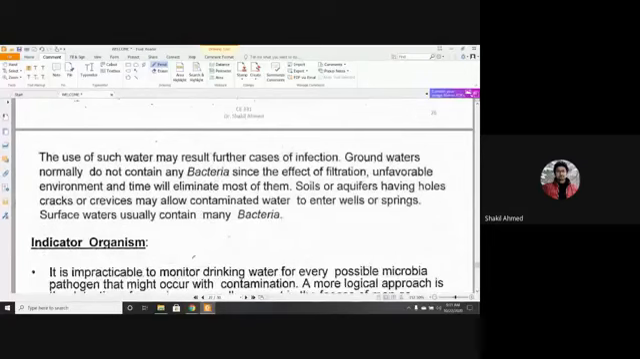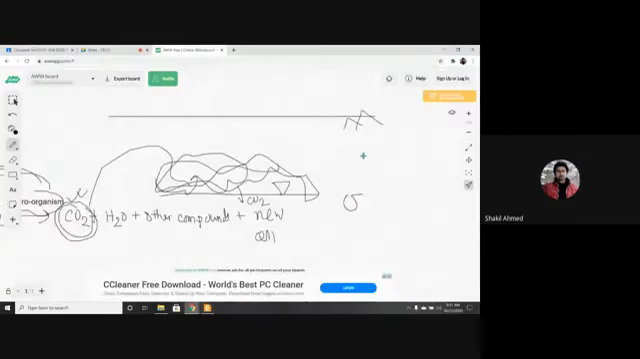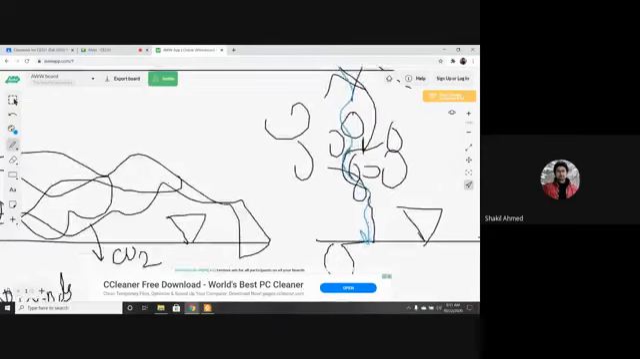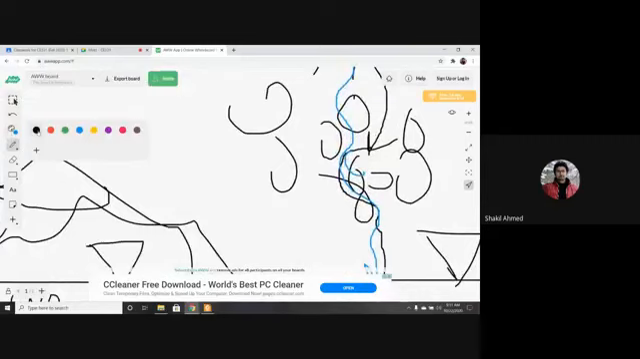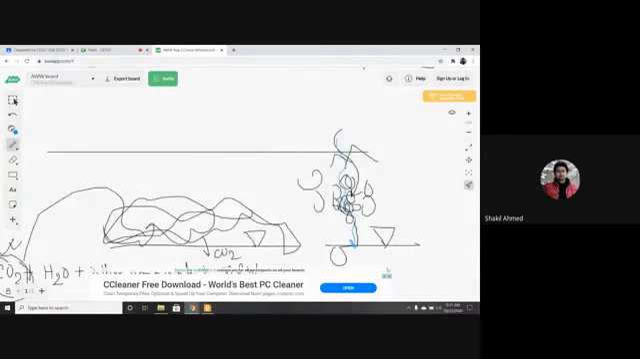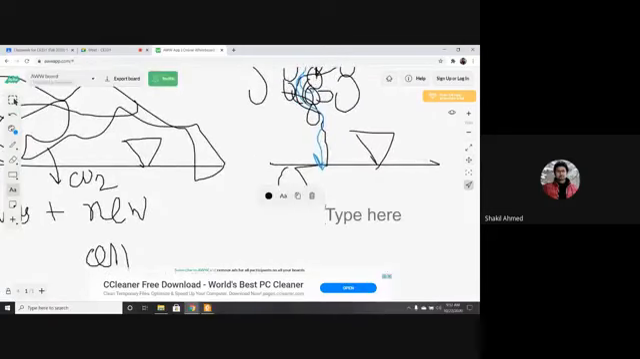First of all, you need to know that groundwater, as I already discussed previously, is already filtered by the soil before reaching the groundwater. When water passes from here to there and reaches there, it is filtered by these soil particles, all right? So the groundwater is usually free from bacteria and virus and other microorganisms. Is it clear?